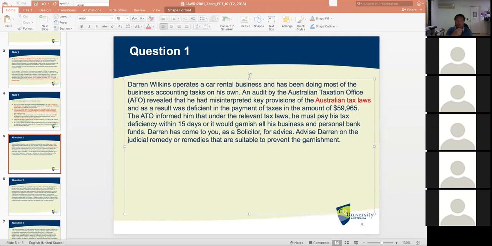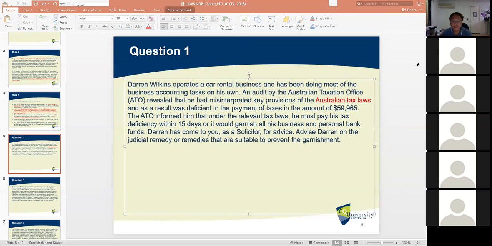Very good, because the minister, the ATO, in undertaking a decision to garnish the funds of Darren Wilkins, is exercising powers under an enactment. And so therefore, if it is under an enactment, we know that there is judicial review that's available under the ADJR Act. Very good, so we know that.